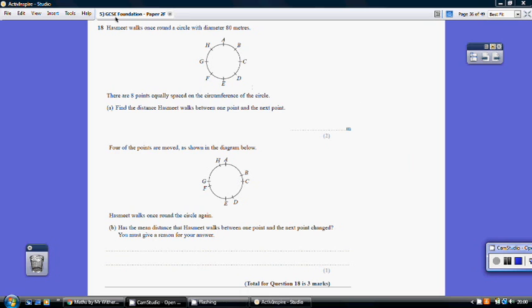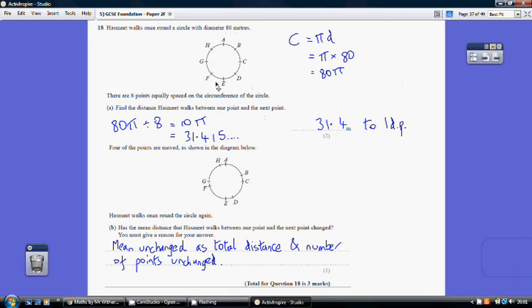Question 18. So the diameter is 80 meters and there are 8 points equally spaced. Find the distance between one point and the next point. To start off, we need to work out the circumference of the circle, the distance all the way around the outside. Circumference equals pi times the diameter, so that's pi times 80, which is 80 pi.